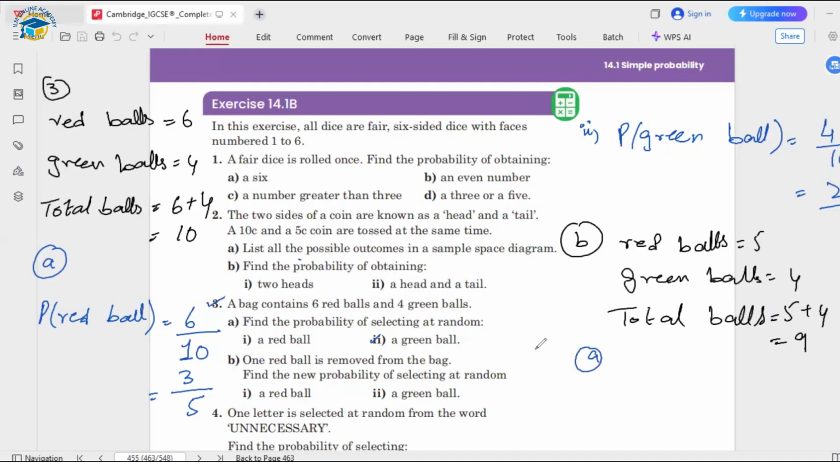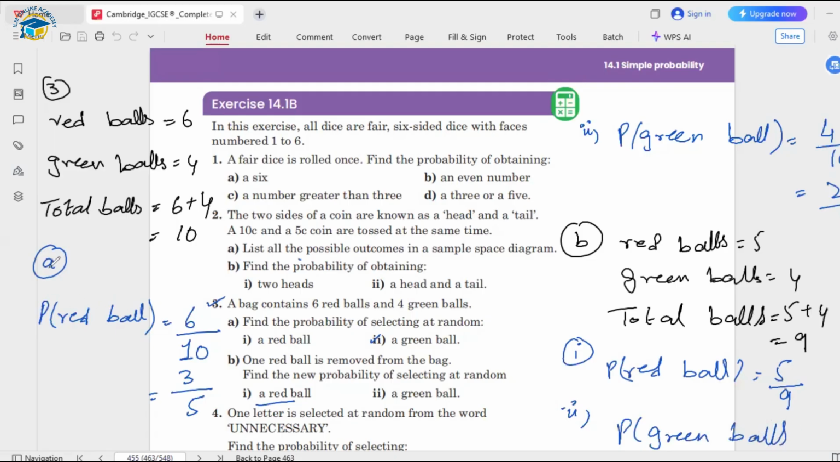So A part, they gave us the first part. Okay. In the first part, we need to find the probability of getting a red ball. Probability of red ball. How many red balls we have this time? 5 red balls out of total 9. This can't be simplified. You can leave it like this. Next is probability of getting a green ball. So green ball basically they are again 4 green balls out of total 9. So 4 over 9 is the probability of getting a green ball.